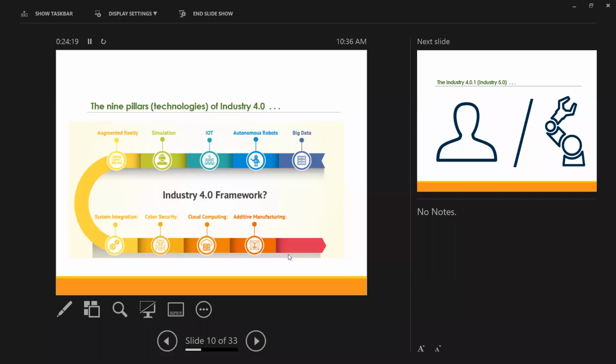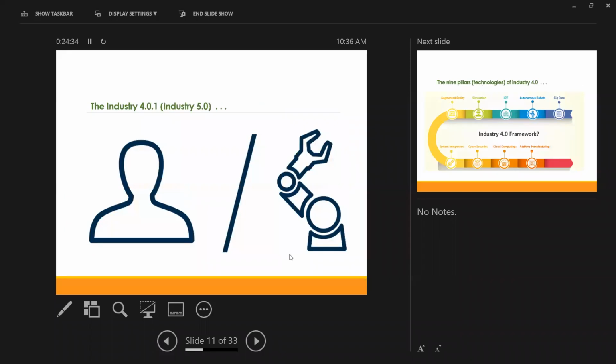So briefly, I will just let you know what I am doing in my group, what we are doing currently using some of these skills. But before then, Industry 4.0.1, which is Industry 5.0 by some people, we bring back the human factor. That's what they want to do. You need to be prepared.